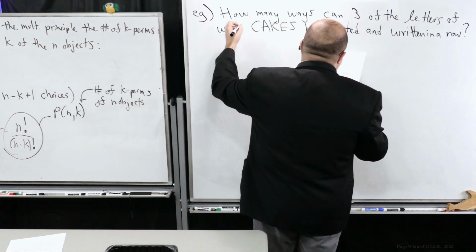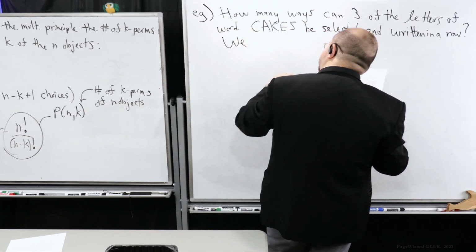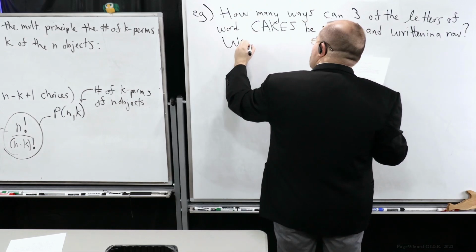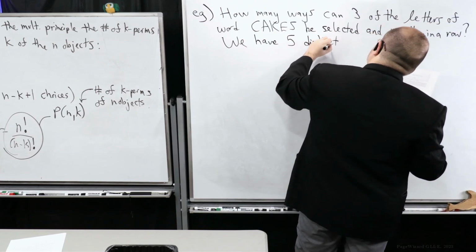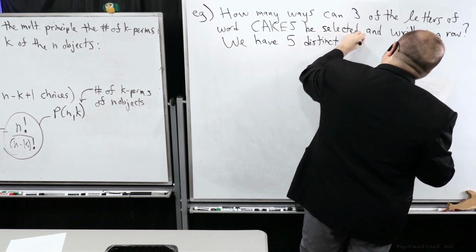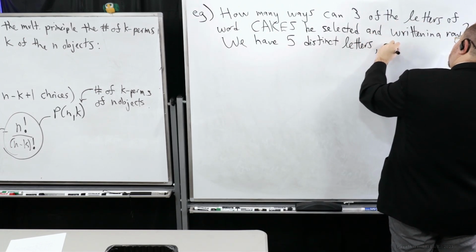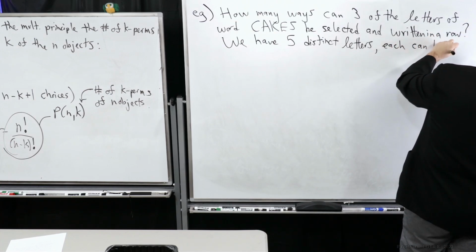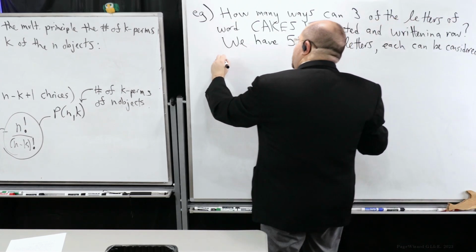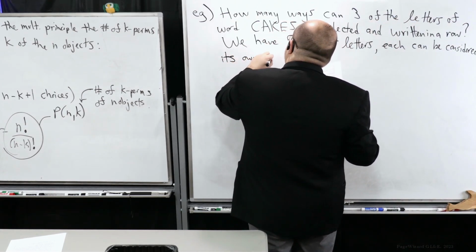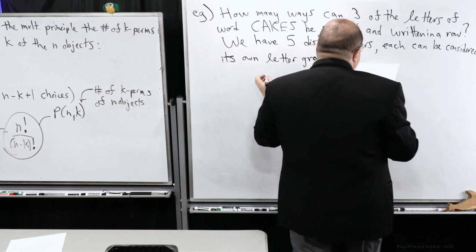Well, take note, akin to some of the previous examples we did, all the letters in this are distinct. So we have 5 distinct letters. Each can be considered its own letter group, as we discussed previously.